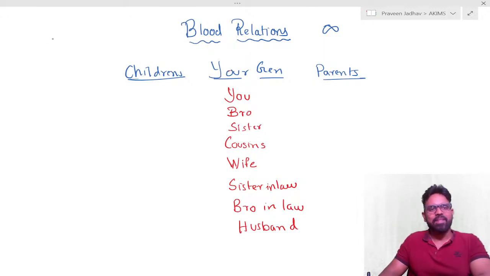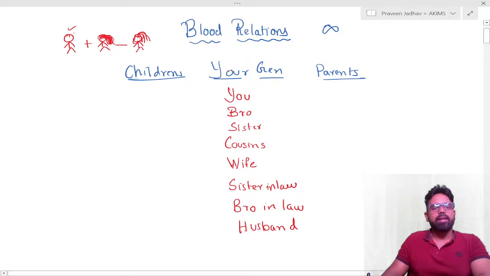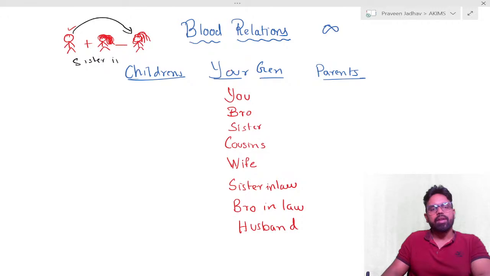Now, what do we have here? Let's say today I got married tomorrow. This is me here. This is my wife here. And my wife has a sister. If my wife has a sister, who will she be to me? She will be my sister-in-law. Yes or no?